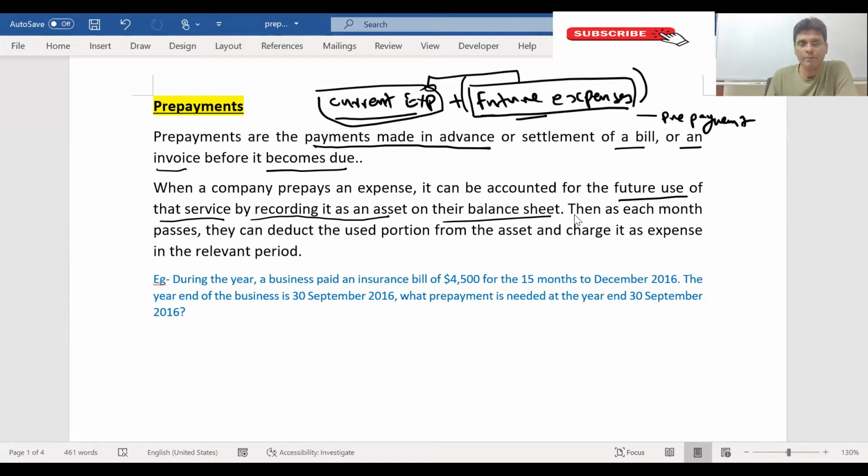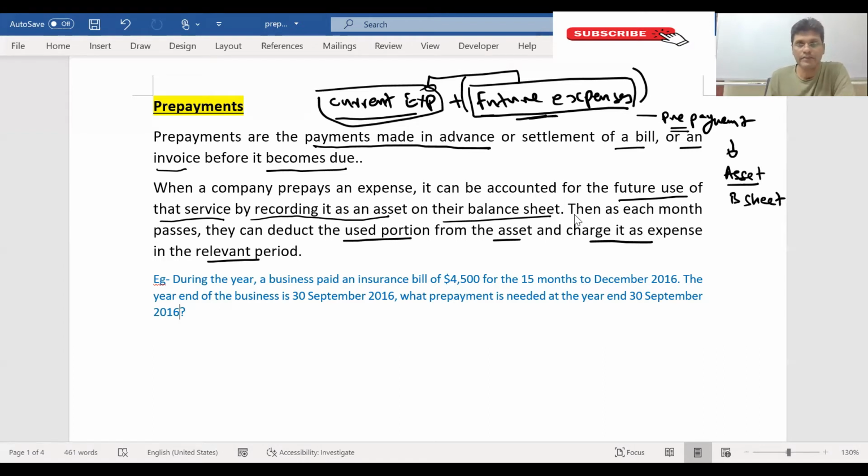Then, as each month passes, they can deduct the used portion from the asset and charge it as expense in the relevant period. So whatever future payments are treated as prepayments, they are treated as an asset in the balance sheet. In the future period, when that particular period comes, we need to unwind the asset and charge it to the expenses.